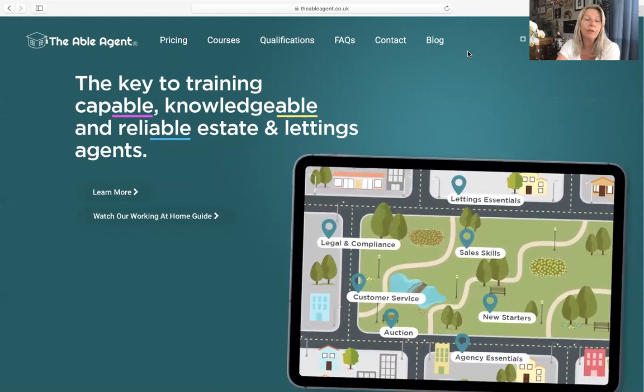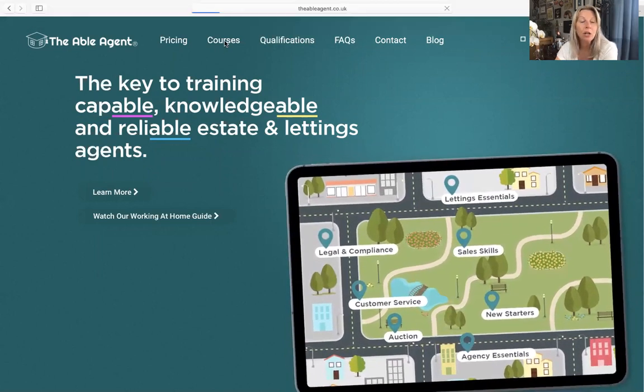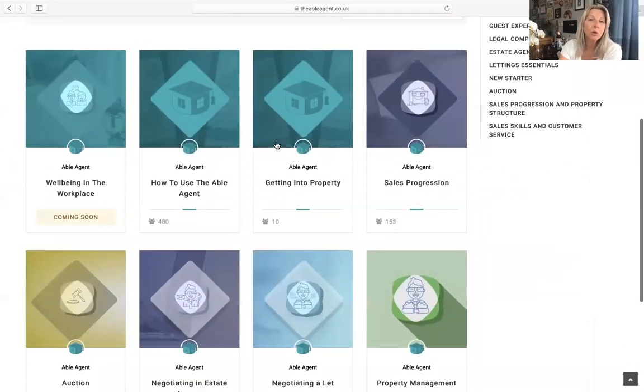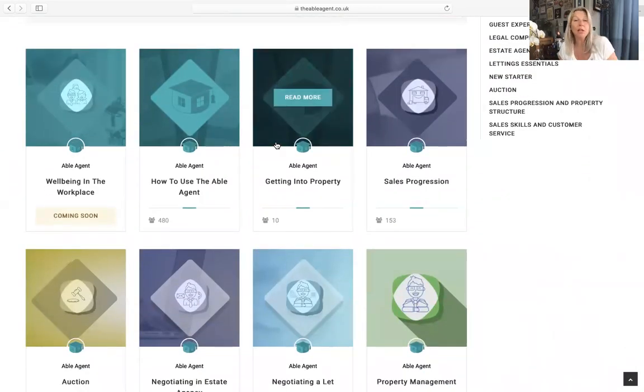So if you go on our website, which is www.theableagent.co.uk, this is what you'll find. If you go to the course page, you can have a little look at the different courses that we offer. There's a real mixture of course content. They're not in any particular order, it just depends on which we've updated the most recently.